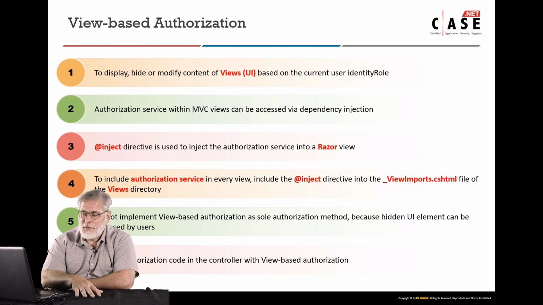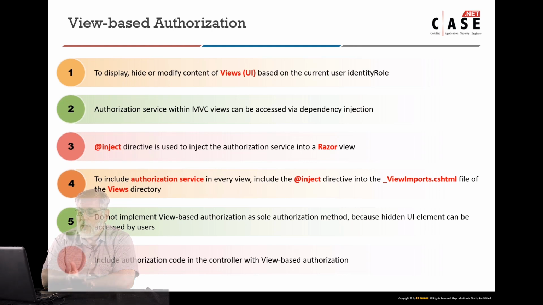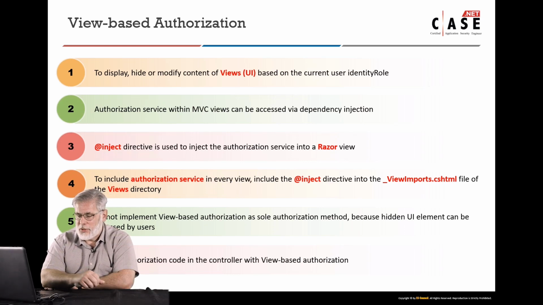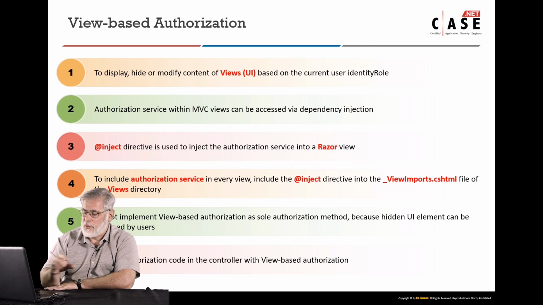It's done within MVC views and can be accessed again via dependency injection. So basically, you include the authorization service in every view and include the inject directive in the _ViewImports.cshtml file for that views directory. You don't implement view authorization as the sole authorization method because all it's doing is hiding the UI element. Put another way, this is security through obscurity, and in and of itself, as we said in Module 1 and Module 0, that's not good enough. But it does provide some guidance to the user if they can't even see something. You include authorization code in the controller with the view-based authorization.